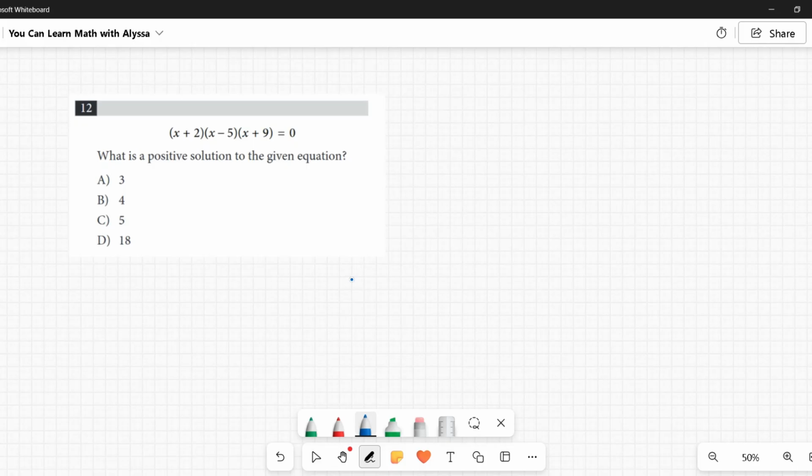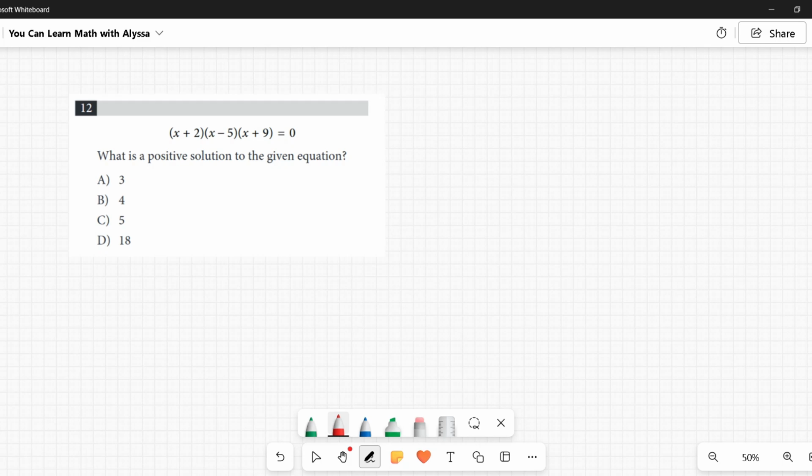12, x plus 2 times x minus 5 times x plus 9 equals 0. What is a positive solution to the given equation? If you would like to put this into your graphing calculator to see what you get, that's valid. You can do that. I don't recommend it. I think it takes too much time. Honestly, I think you can just look at this and get your answer a lot quicker.